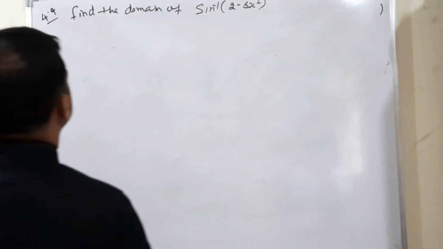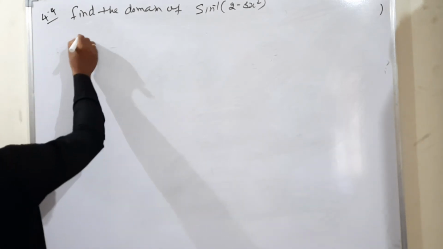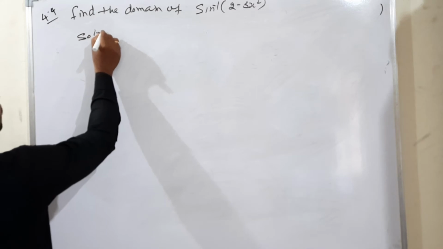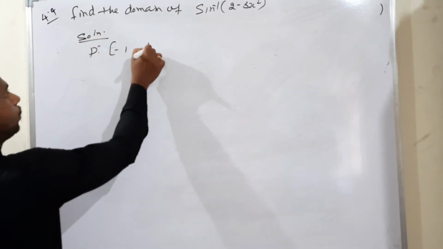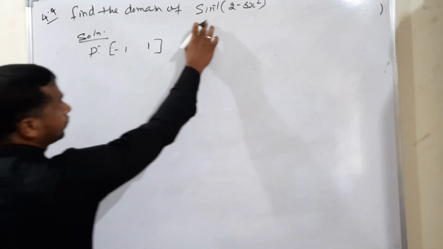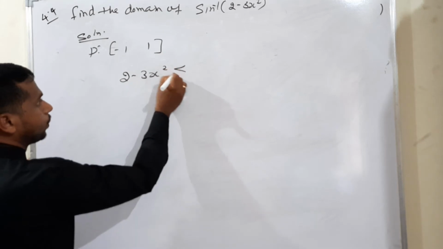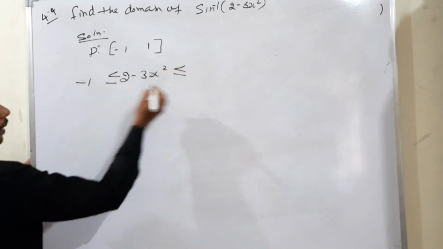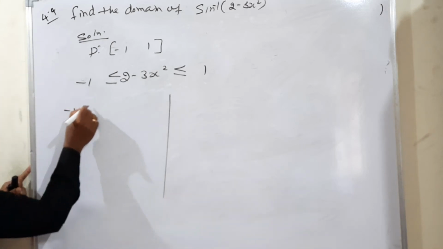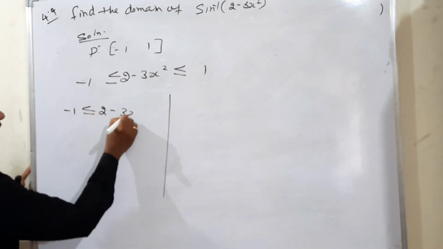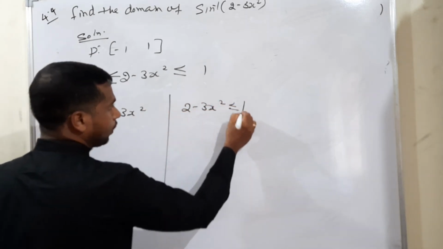So example 4.4, find the domain of sine inverse of 2 minus 3x square. Solution: in sine inverse x, the domain is minus 1 to positive 1. The given term is sine inverse of 2 minus 3x square, so it must be between minus 1 and positive 1. Make it separate: minus 1 less than or equal to 2 minus 3x square, and 2 minus 3x square less than or equal to positive 1.